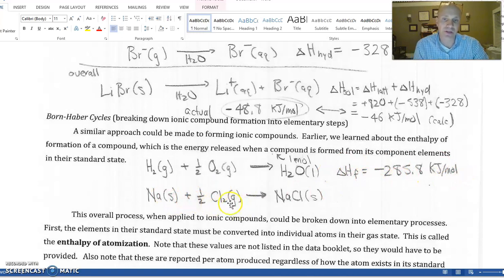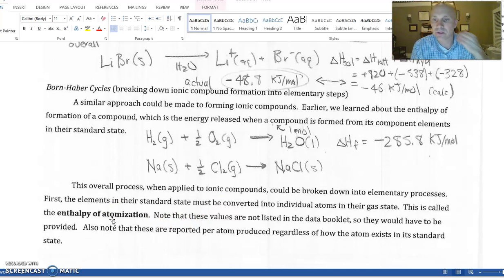Well, the same type of thing can be done with an ionic compound. For example, if we wanted to do this with sodium chloride, we could do it like this right here. And the thing about this is that even though we're showing this as one step, if you were to take sodium metal and chlorine gas, there are several individual elementary steps that go into the formation of this process right here. And what the Born-Haber cycle does is it breaks those down into individual steps.